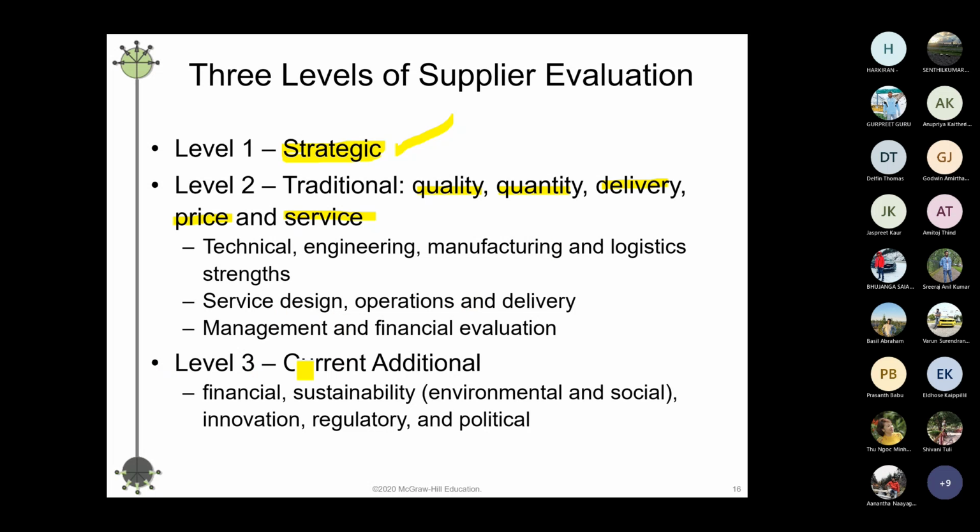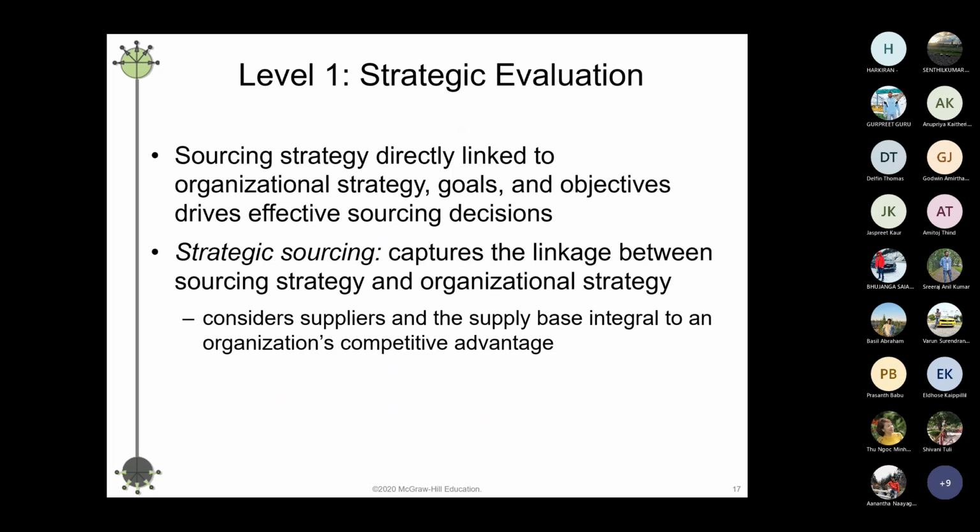And level 3, which is the current additional one. These are recently very important for companies to consider, such as financial status of the company, sustainability, innovation of that company, respecting the regulations and laws, and also contribution to the political parties. Okay, we call something strategic sourcing when your supply strategy is linked with your organizational strategy. Okay, this is very important.